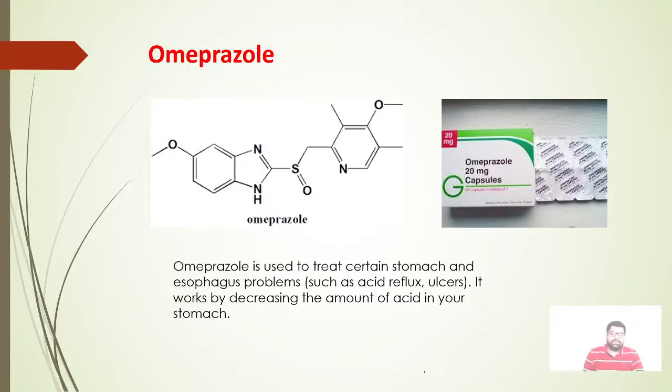The next molecule is very important for our health condition. It is omeprazole, and some of you might have heard of the Omi tablet or Omez tablet in day-to-day life. So omeprazole is an antacid, and most of the time it is used to treat some types of stomach and esophagus ailments. So acid reflux, ulcer, or stomach ulcer is treated with omeprazole. It works by decreasing the amount of acid in your stomach. So this is a very important antacid. We will study its synthesis in our next slide.